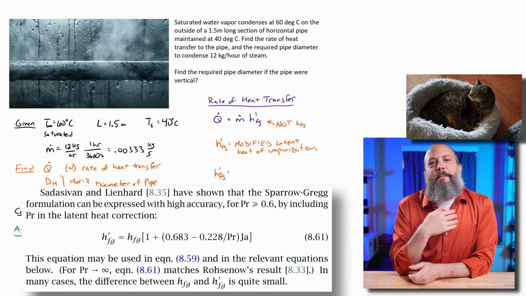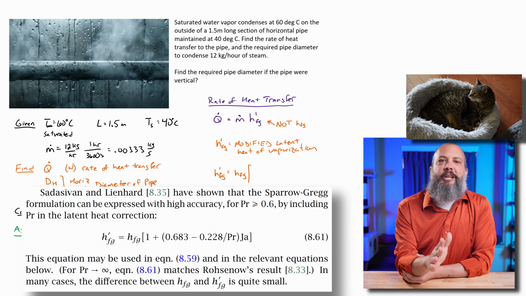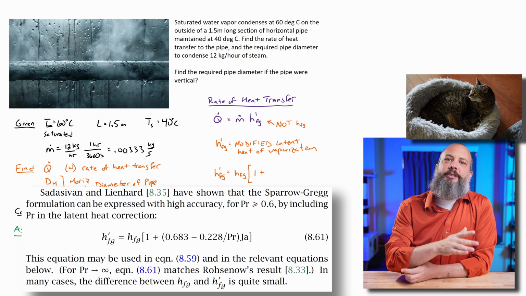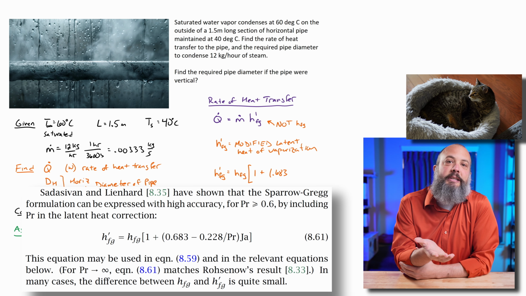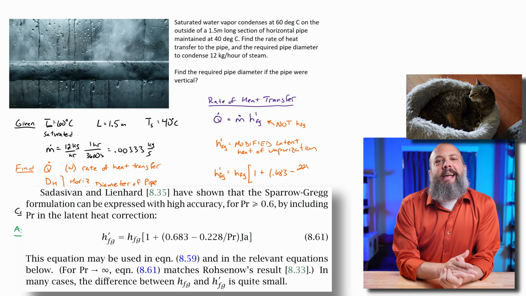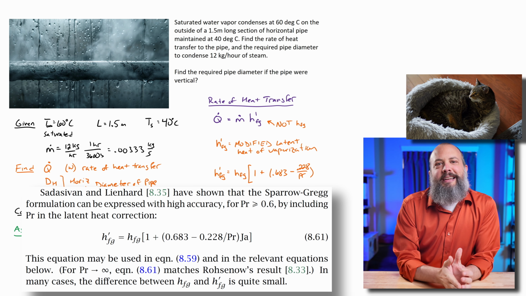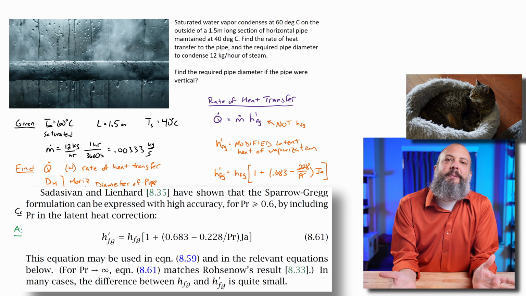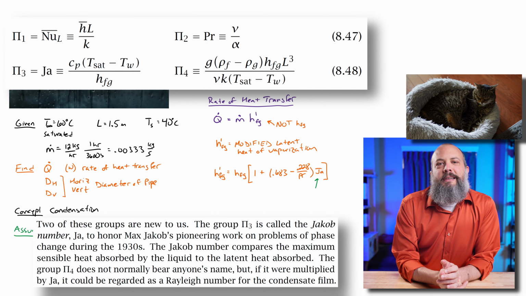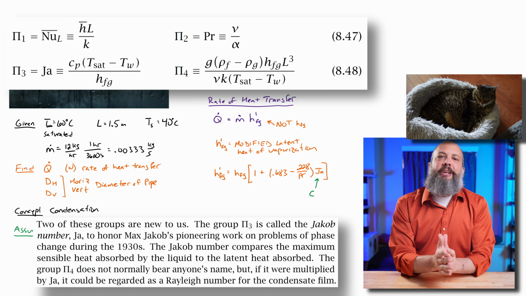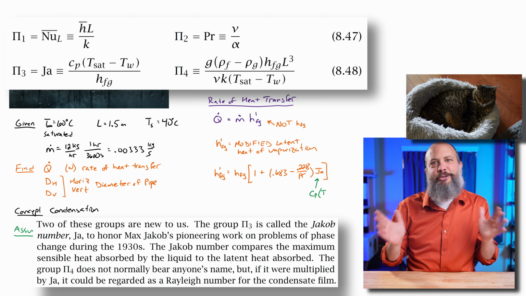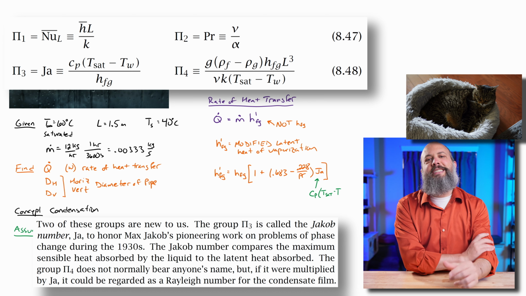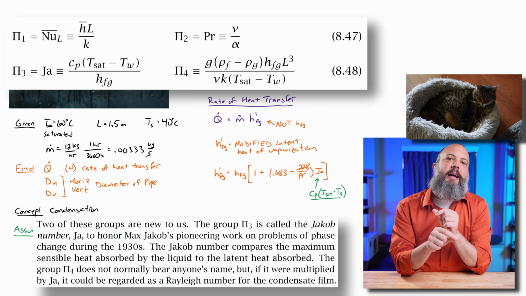And the equation in my textbook is a little bit more complicated than the equation in some other textbooks, but I think it is a little bit more accurate, so I am going to use it. The reason it's a little bit more complicated is that this involves the Prandtl number and the Jacob number. You've probably seen Prandtl number before in other heat transfer projects, but the Jacob number is almost certainly new. This is just Cp delta T divided by hfg.